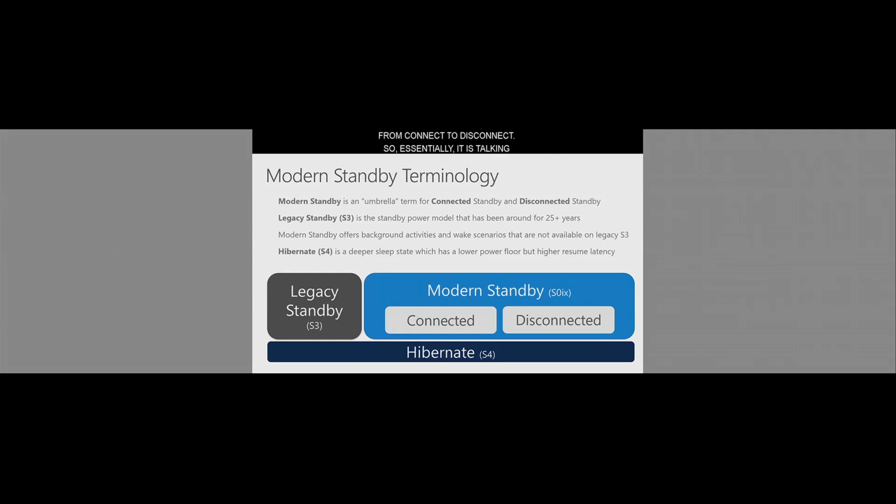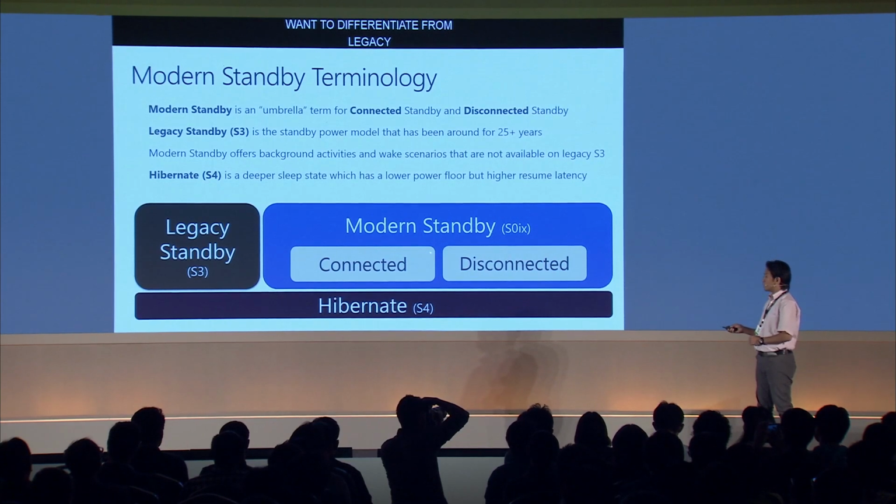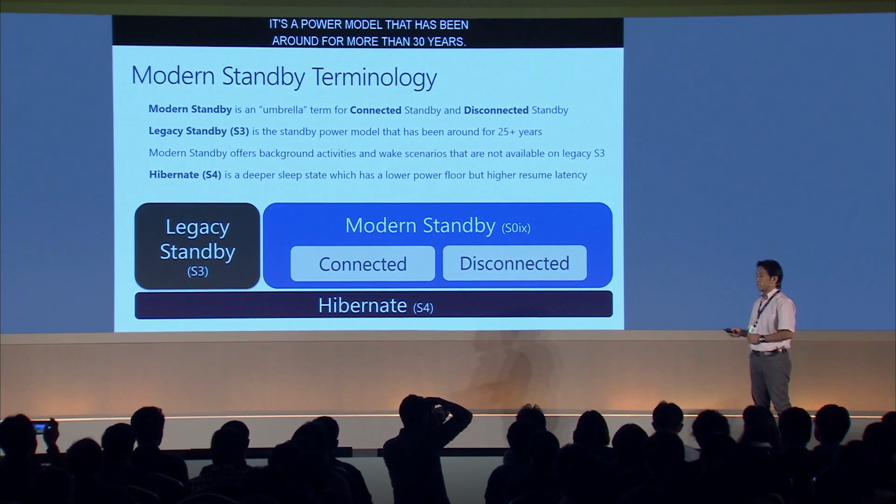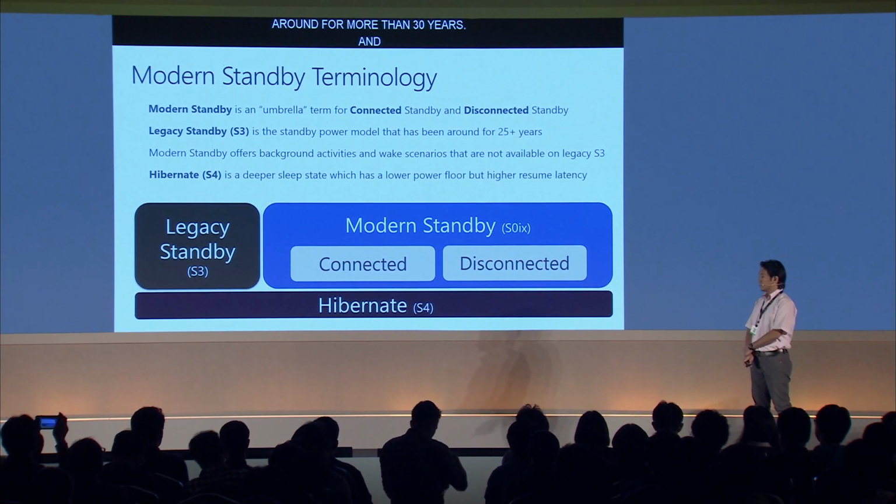When we say Modern Standby, we want to differentiate from Legacy Standby, which is S3. S3 is a power model that has been around for more than 25 years. Hibernate is still applicable on a Modern Standby device, but it has a low power state and higher resume latency, meaning it takes more time to resume, since the contents in the memory will be stored in the disk or the SSD.